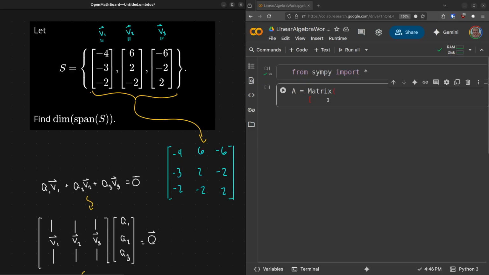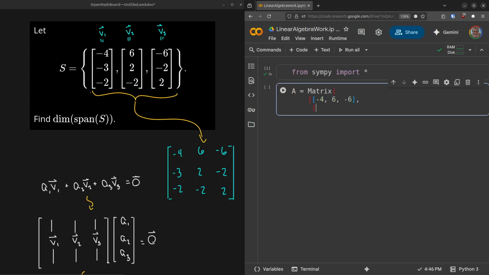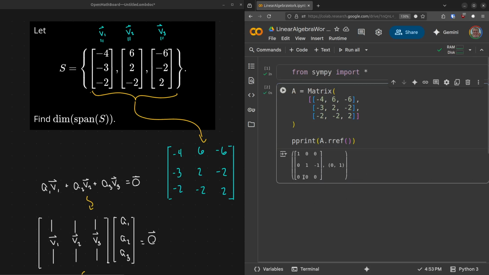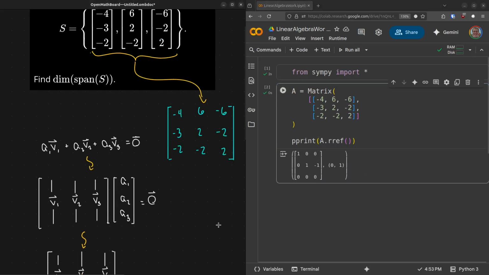Okay, so this is the matrix I'm going to put into the calculator. -4, hold on, -4, 6, -6, that's the first row. Second row, -3, 2, -2. And last row, -2, -2, 2. And the matrix, let's get the computer to put it into reduced row echelon form for us. And there it is.